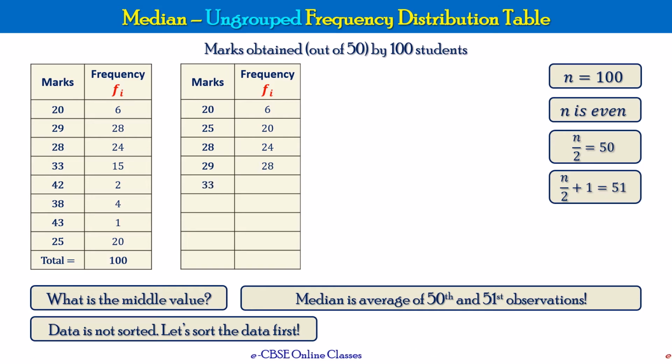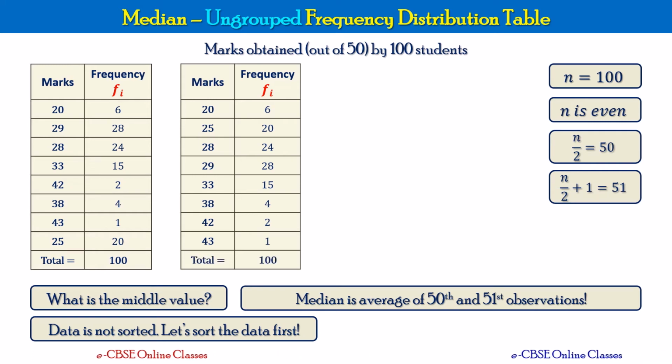Next is 33, its corresponding frequency is 15. Next 38 and the frequency is 4. The next value is 42 and the frequency is 2. And the last value is 43 and the corresponding frequency is 1. Again here the total number of observations should match as 100. Now can we look at what is the 50th observation and what is the 51st observation? It's still not clear, correct?